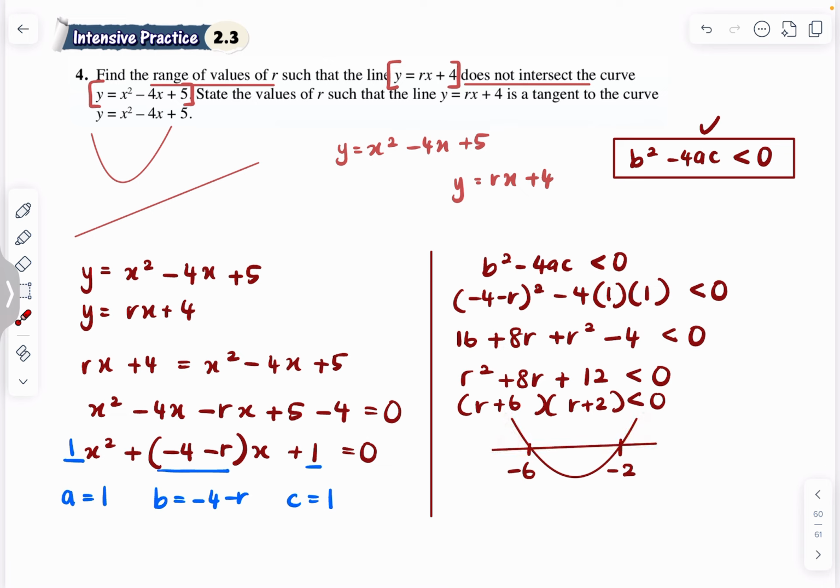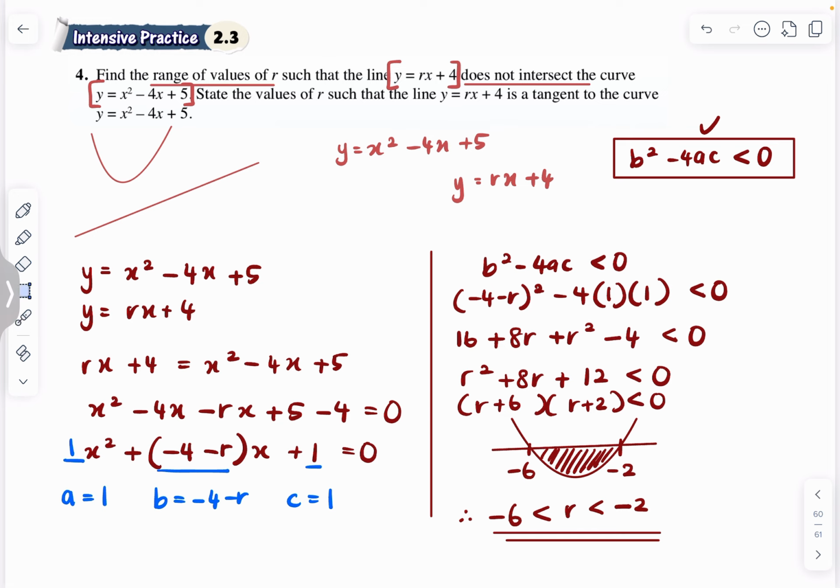Okay, so in this case, our graph exists less than 0. So our range of r will be in between -6 and -2. This will be the range. Okay, because when this whole thing is less than 0, our graph exists in this part only. This part all has no graph. So this will be our range of r. Done. This is the answer for the first part.